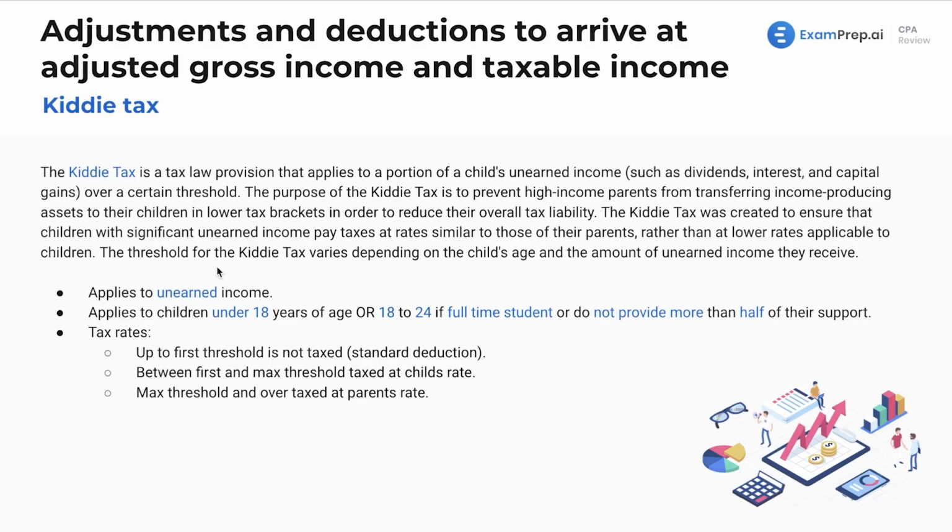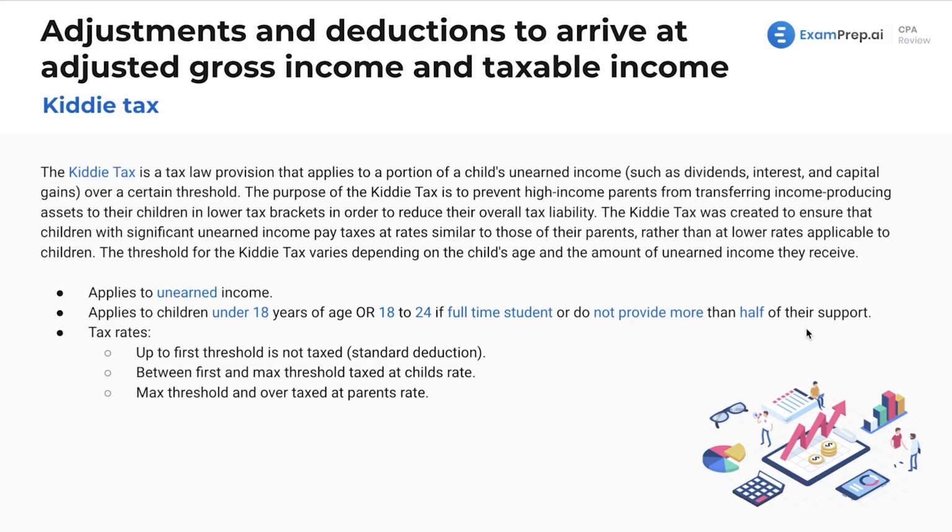The threshold here varies depending on the child's age and the amount of unearned income that they receive. So it does apply to only unearned income. So when they're flipping burgers at the local restaurant, it doesn't apply to that. It applies to children under the age of 18, or 18 to 24 if they're a full-time student and do not provide more than half their own support.